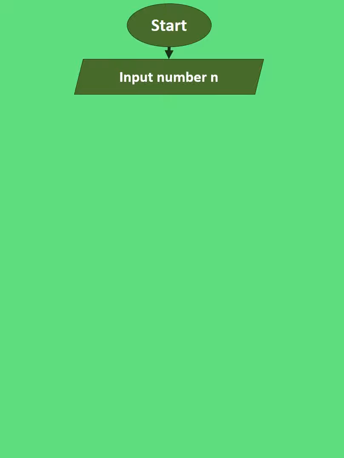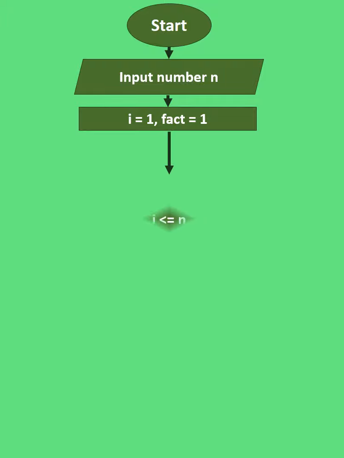Okay, let's begin our flowchart with a start symbol. Then we'll take the number for which the factorial is to be found. The next is we will reserve two places in the memory with the names I and fact, and keep 1 in both. Then we'll apply a check: is I less than or equal to n?